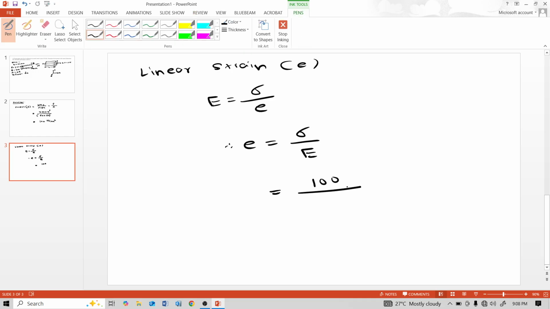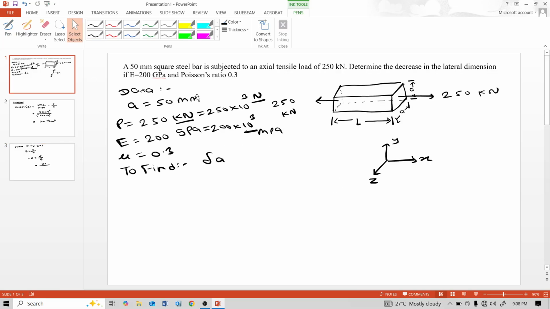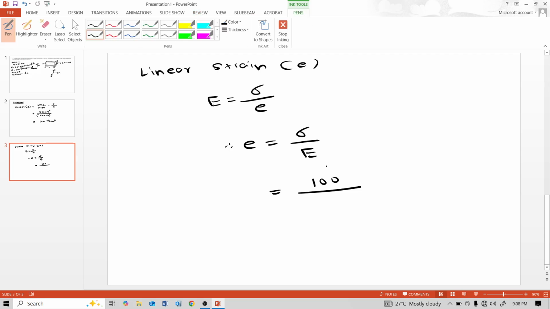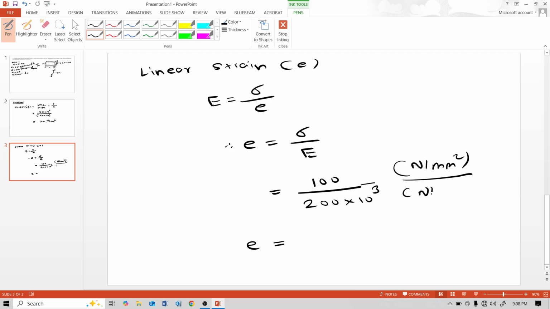100 Newton per mm square divided by this E, Young's modulus, they have given us in the numerical. E is 200 into 10 raised to 3 MPa. 200 into 10 raised to 3 MPa. And linear strain has no unit, but see, this stress unit is Newton per mm square, and this Young's modulus unit is also Newton per mm square. Newton per mm square, Newton per mm square get cancelled. That's why here strain has no unit, and linear strain comes 5 into 10 raised to minus 4.